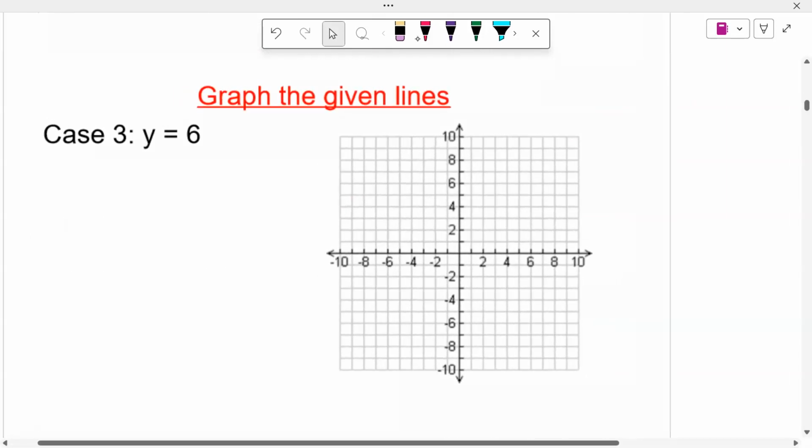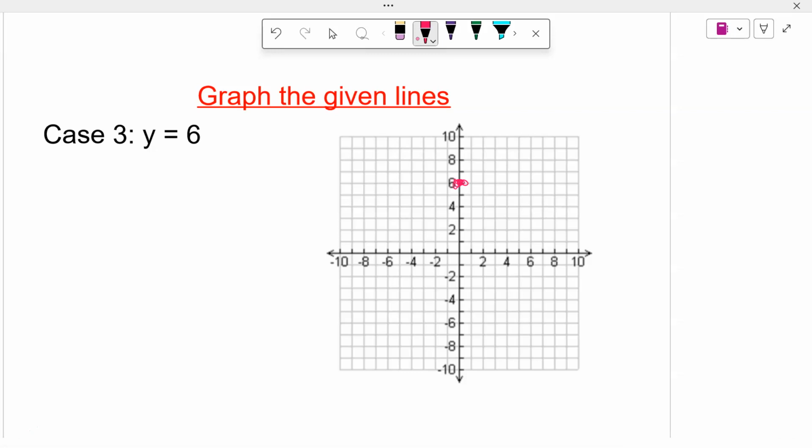The opposite of that, y equals 6, well, that tells me I have to go up because it's positive. 1, 2, 3, 4, 5, 6. And all of the values in this equation have to exist at y equals 6. So it doesn't matter what you plug in for x. If I plug in 2, I get 6. If I plug in 4, I get 6. The only possible answer is 6. So that would be a horizontal line.